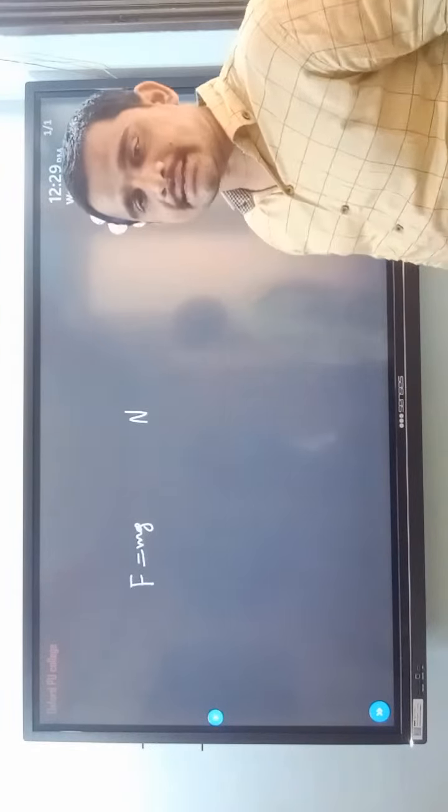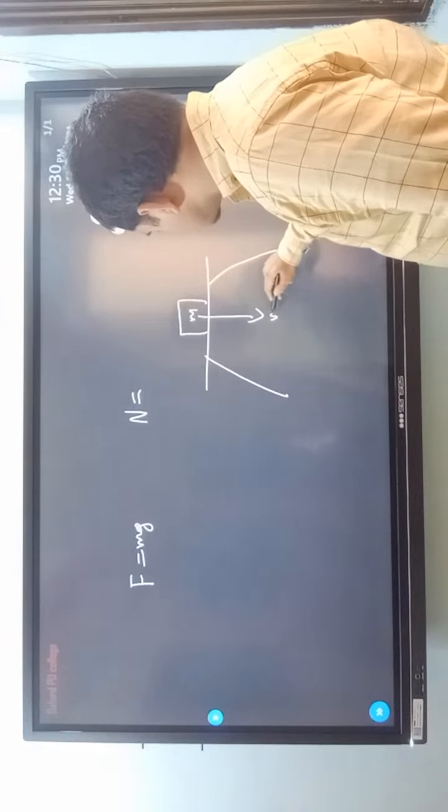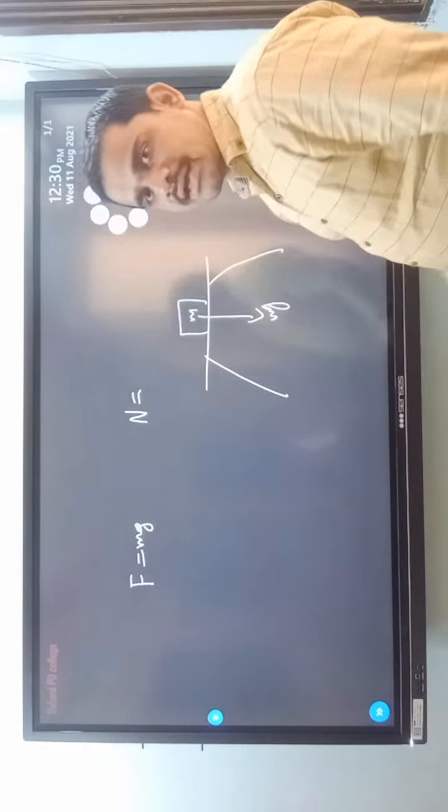See here, this is a table, and a block of mass M is kept here. What are the forces acting in this situation? I can take this one as mg, and one more, that is the normal force. Where will it act? It will act perpendicular to the surfaces which are in contact. These are the two surfaces which are in contact.